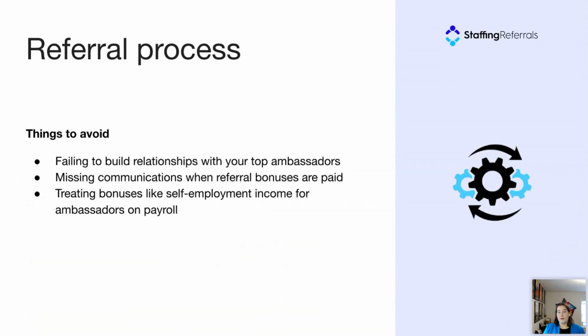And finally, a few things to avoid in the process. Failing to build the relationships with your top ambassadors. This does go back to culture, but those relationships are really paramount. And what we've heard from a lot of agencies is that referrals really follow the 80-20 rule. You'll get 80% of your best referrals from 20% of your ambassadors. So you can do a lot of things to continue to deepen those relationships.